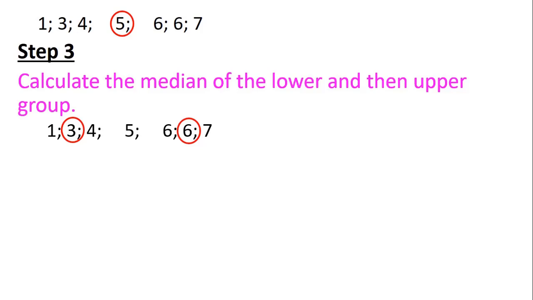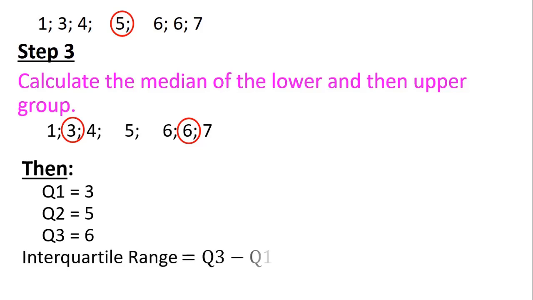Then quartile 1 is equal to 3, quartile 2 is 5, and quartile 3 is 6, and that's what I've calculated. Last but not least, if we want to do the interquartile range, it's quartile 3 minus quartile 1, which in this case is 6 minus 3, which equals 3.